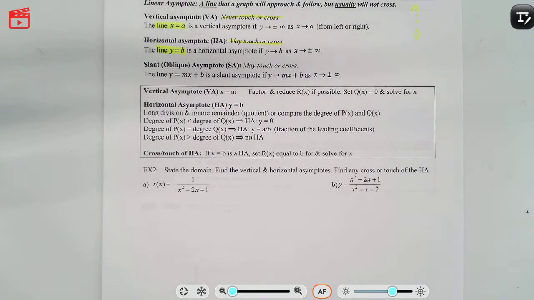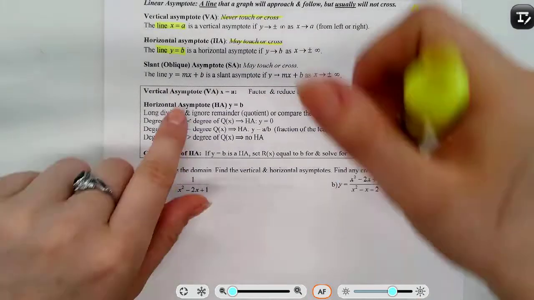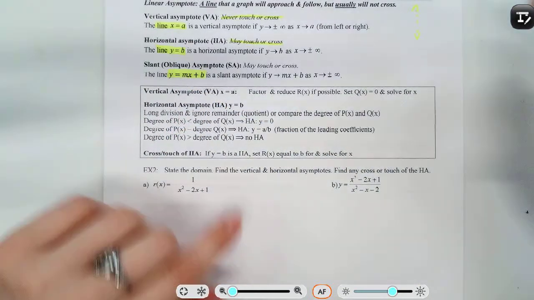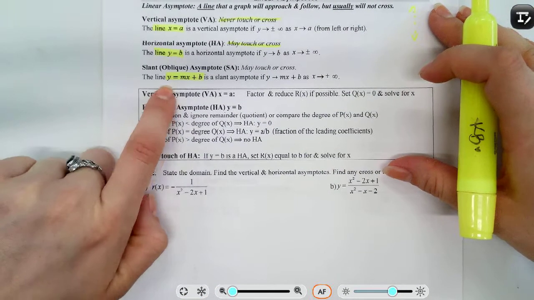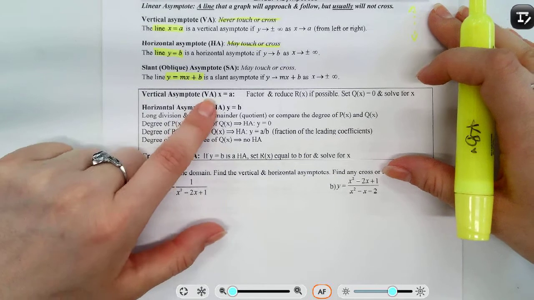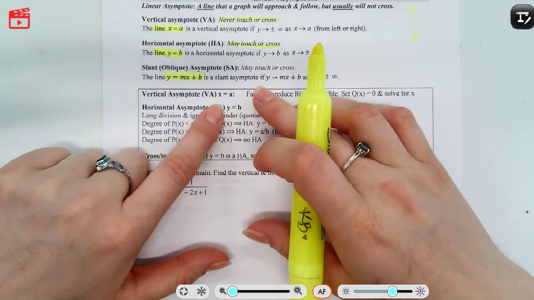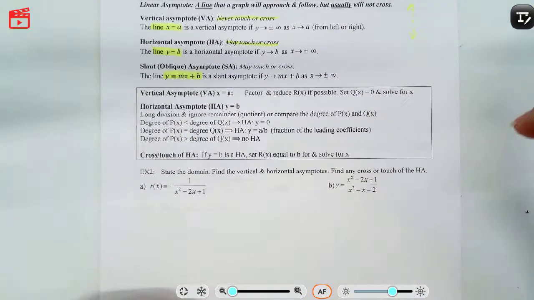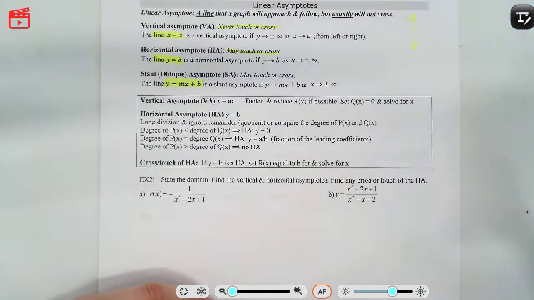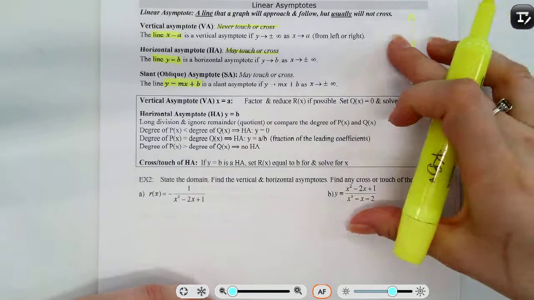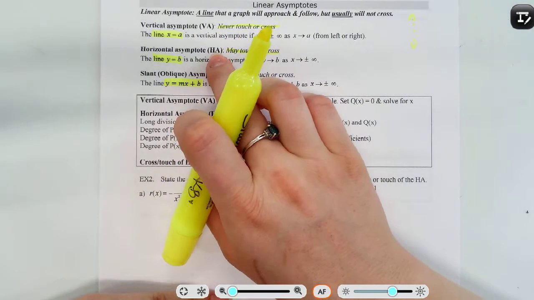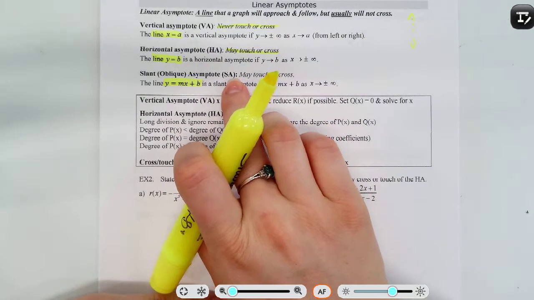And then we have this other option, the slant or oblique asymptote, which also may touch or cross. This is going to be a line with a slope. Horizontal asymptotes have a slope of 0. Slant asymptotes have a slope of any other number. It's a slant asymptote if y is approaching a line with the value mx plus b as x approaches positive or negative infinity. We'll go more into slant asymptotes in a bit. And notice we indicate vertical asymptotes with capital VA, horizontal asymptotes with capital HA, and slant asymptotes with capital SA.